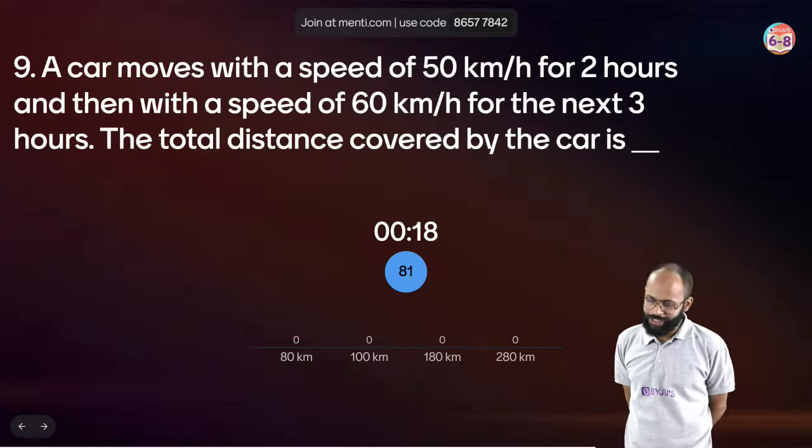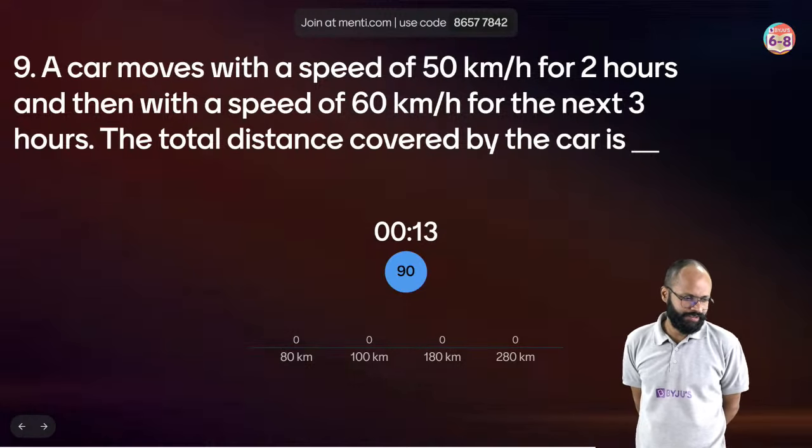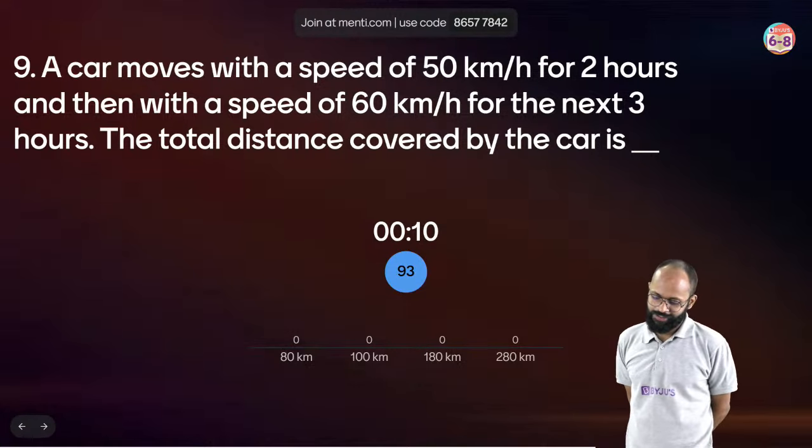Multi ideas, I'm coming to class 8. Don't worry. Just finishing this. Jaldi.